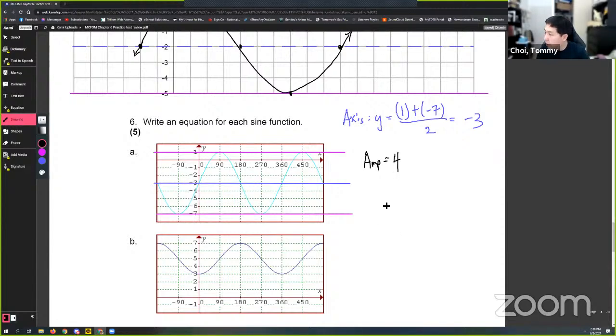Right? Very quick and easy. And now we look at the graph. We think, okay, I start at axis, peak, axis, trough, axis. Did my graph move? Am I starting at 0? Yes. So did it move? No, there's no phase shift here. So if we wanted to write the equation here, it would be 4 sine x minus 3.